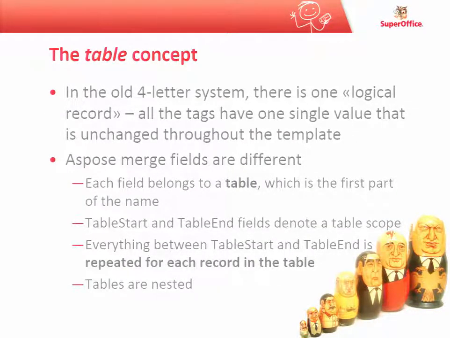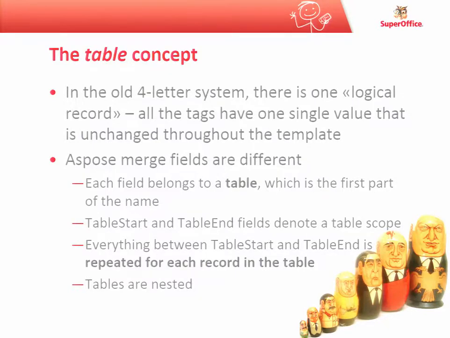In the existing engine, when we start the merge process, we have the template, we have the database data. We have one set of database data. You can think of it as one very long record which contains values for all the possible 4-letter tags. And there is one value per tag. That's it. Now obviously that is good when you are creating a letter and you want to put in one address and one signature and one whatever.